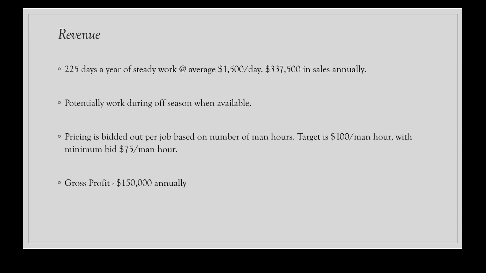The way that we do our pricing, it's per bid. So I would go out and do an estimate. The target's $100 per man hour. Really, the minimum threshold is about $75 per man hour, I should say. And then we're targeting $150,000 gross profit annually.